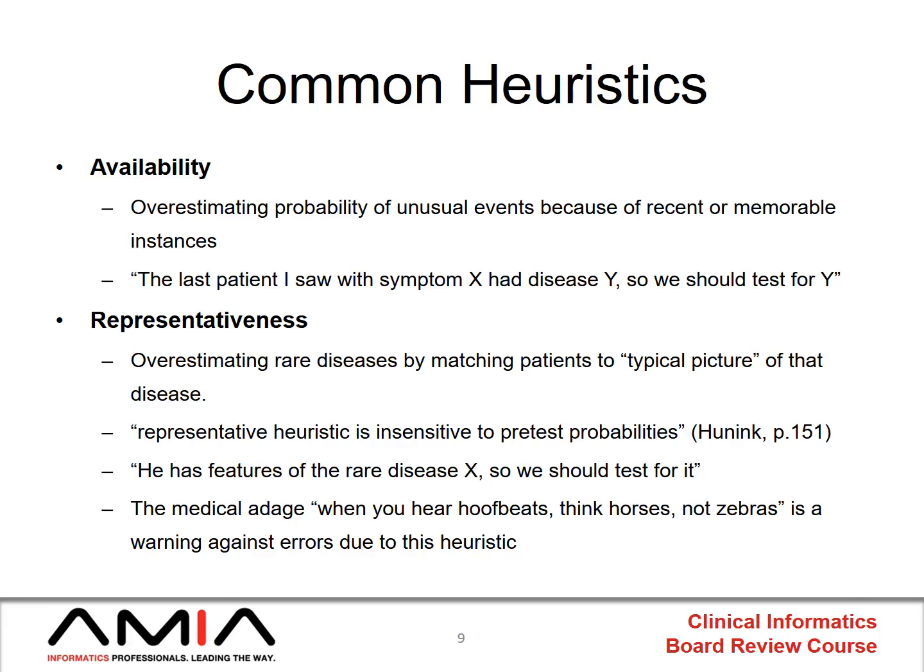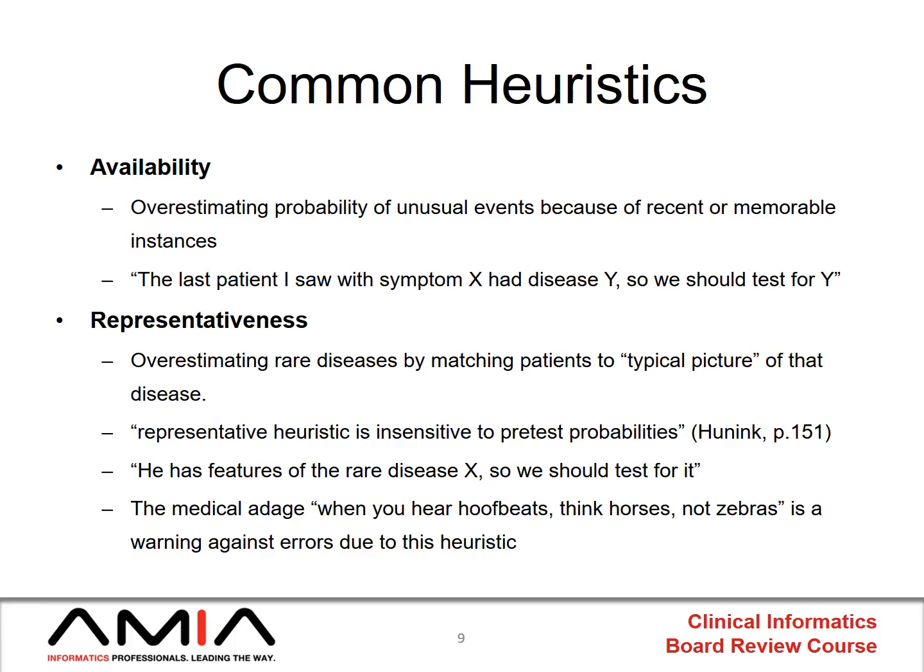Another decision-making bias that we commit is something called the representativeness bias. And in this case, we overestimate the likelihood of a rare disease by matching patients to the typical picture of that disease. And in the words of the statistician Hunink, the representativeness heuristic is insensitive to pretest probabilities. So we might think that just because the patient matches a vignette of a specific rare disease, the patient must have that disease.